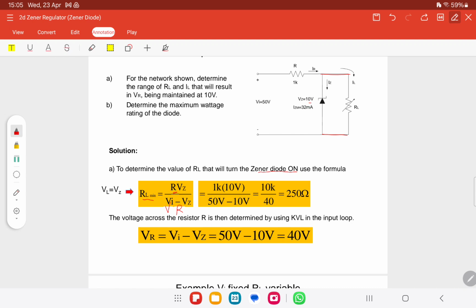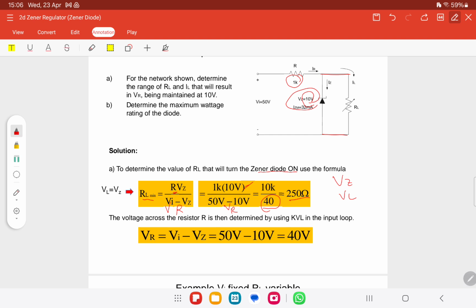This one is 1K, multiplied with the Vz over this VR. R multiplied by the voltage across the Zener, or Vz, equals, up to you. If you want to use Vz you can, if you want to use VL you can. Okay, if you feel confused, then you can use the VL. Then multiply with the voltage supply. This one is the Vz over the VR. You can get the value of the RL min.